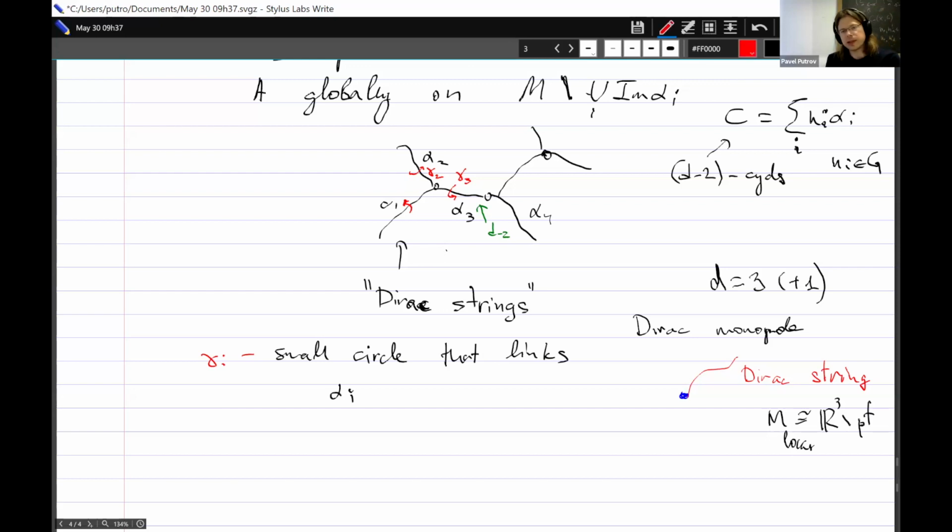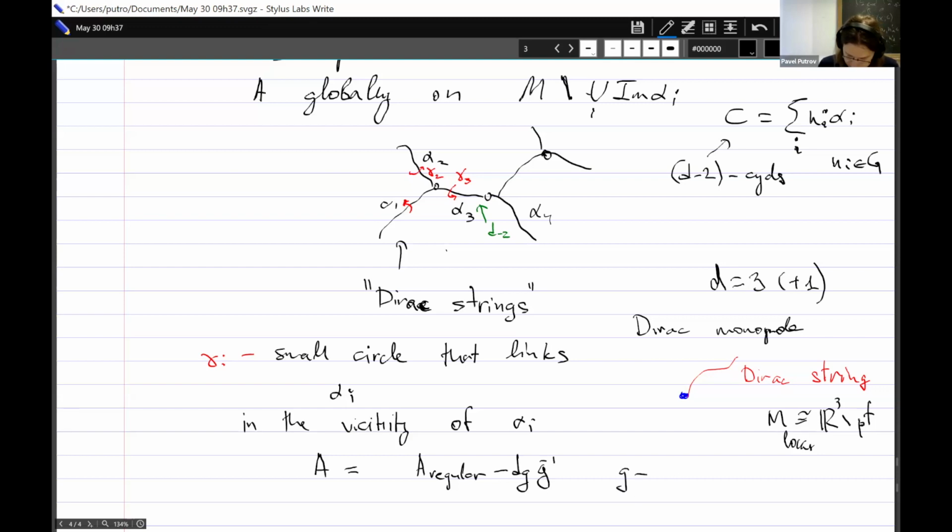Since our gauge field cannot be extended to the defect itself, but these Dirac strings are not physical and are an artifact of the choice of gauge, in the vicinity of alpha_i our gauge field, which we defined everywhere on the complement, can be brought by some gauge transformation g to a gauge field which is regular in the vicinity, g being our gauge transformation.